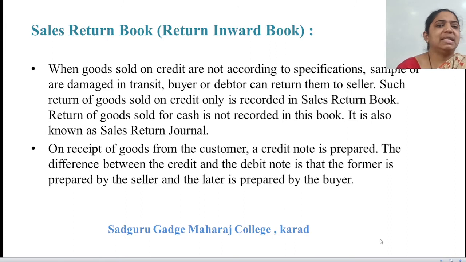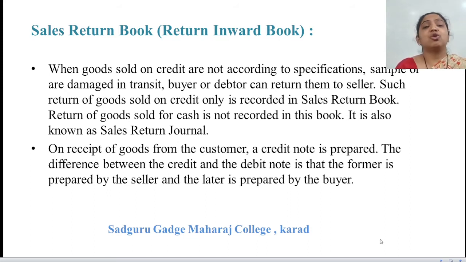Afterward, the next we will see is sales return book, also said as return inward book. When goods sold on credit are not according to specification, sample or are damaged in transit, buyer or debtor can return them to seller. Such return of goods sold on credit only is recorded in sales return book. Return of goods sold for cash is not recorded in this book. It is also known as sales return journal.